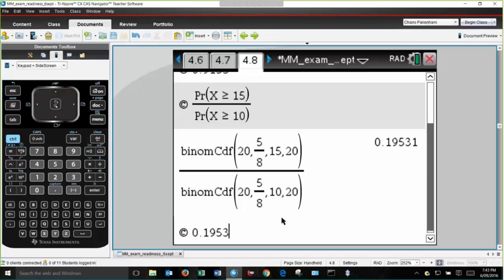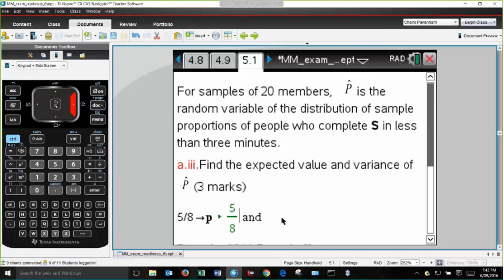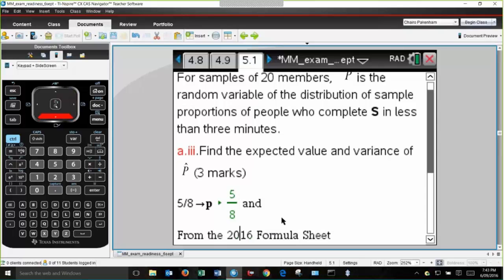Okay, so for samples of 20 members, capital P hat is the random variable of the distribution of sample proportions of people who complete the exercise in less than 3 minutes. Find the expected value and variance of P hat. Okay, so I'll store 5/8 as P, and in a math box, doing as Craig showed, so 20, I'll store that in N.